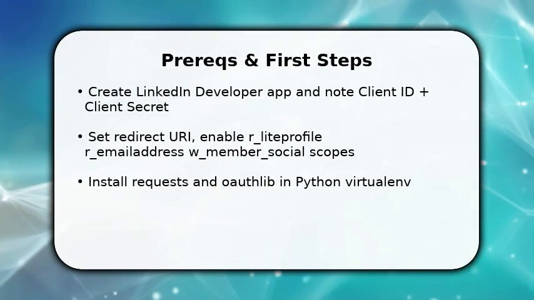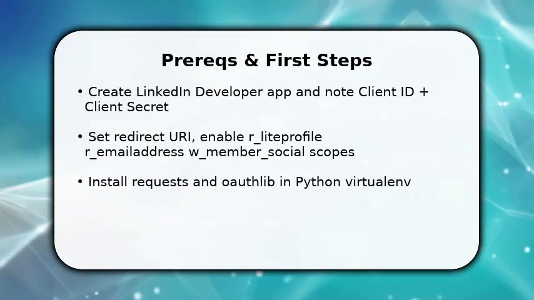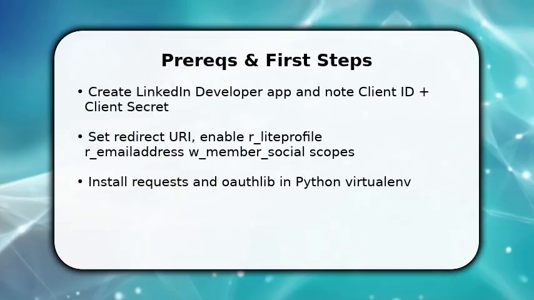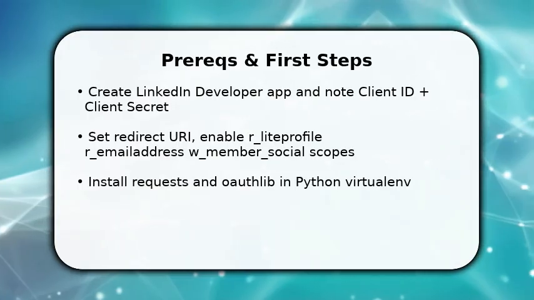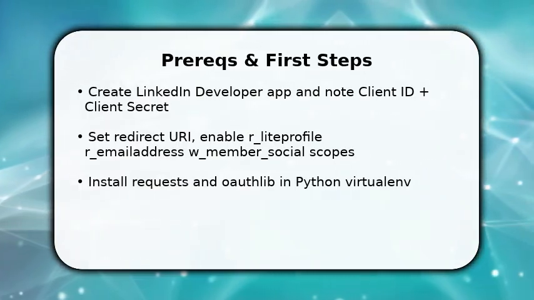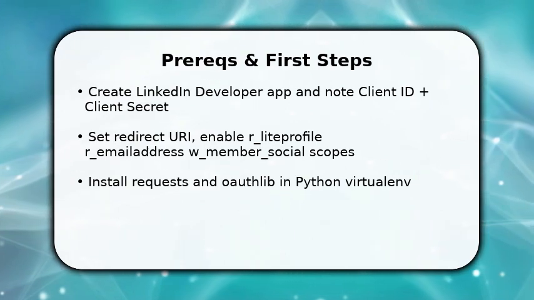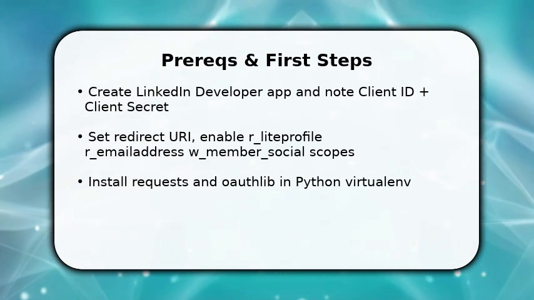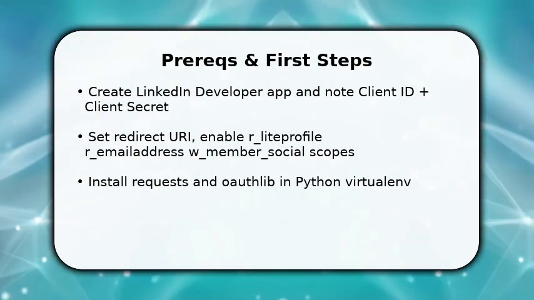Once done, install requests and OAuthlib in a virtual environment and prepare a small Flask or FastAPI callback to receive authorization codes. You'll build the authorization URL, send the user to LinkedIn, and capture the code that's returned to exchange for an access token.